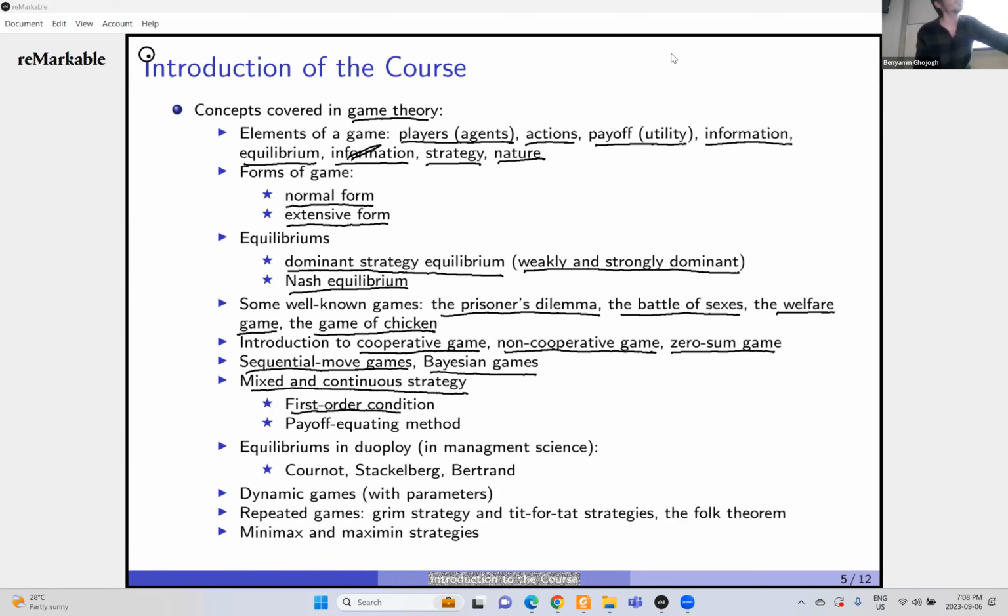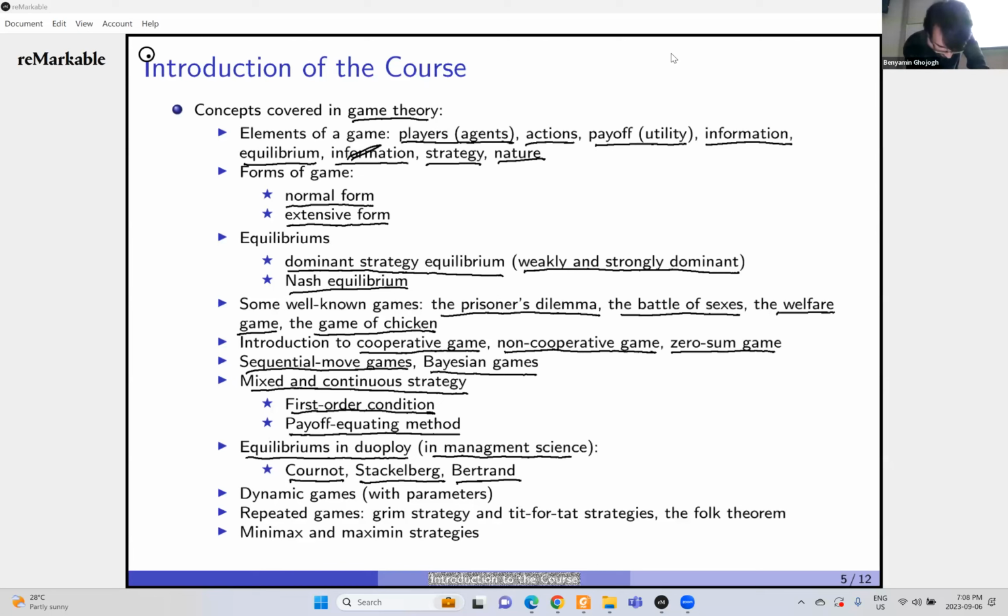First order condition. It means that we take the derivative and set it to 0. We will see that. And payoff equating methods. Also, we'll see equilibriums in duopoly. Especially, this is very useful for management science. You might have heard of these if you are studying management, economy and finance. So it's Cournot, Stackelberg, and Bertrand games.